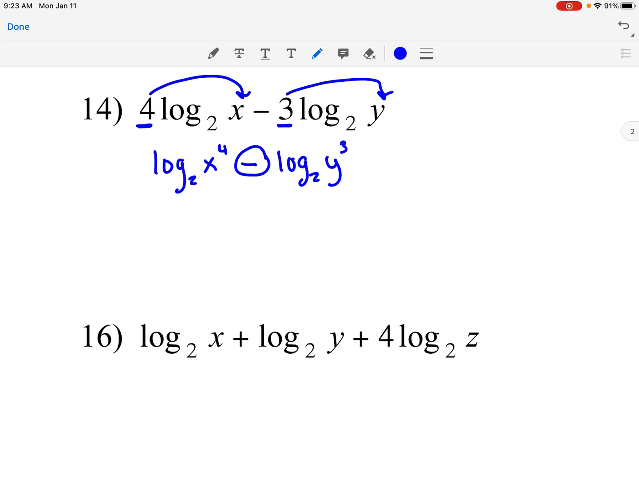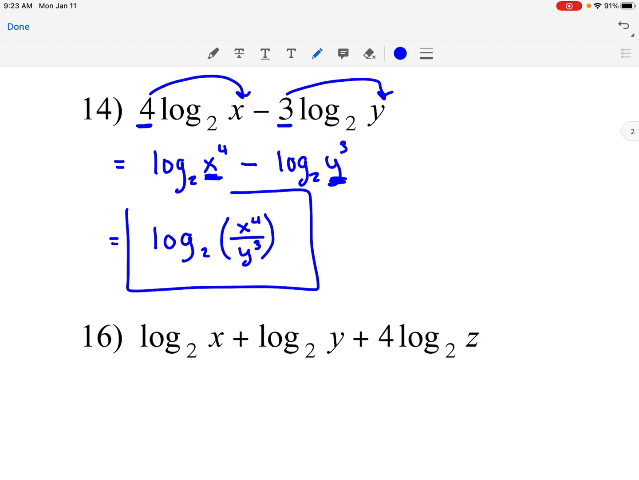But now because it's a minus sign, we're going to be using the quotient property. So when we do that, it still becomes one single log, but instead of the insides being multiplied together, since it's a minus sign, we're going to be dividing the insides. So it's always the first, x to the 4th, divided by the 2nd, which is y to the 3rd. And there's our single logarithm right there.